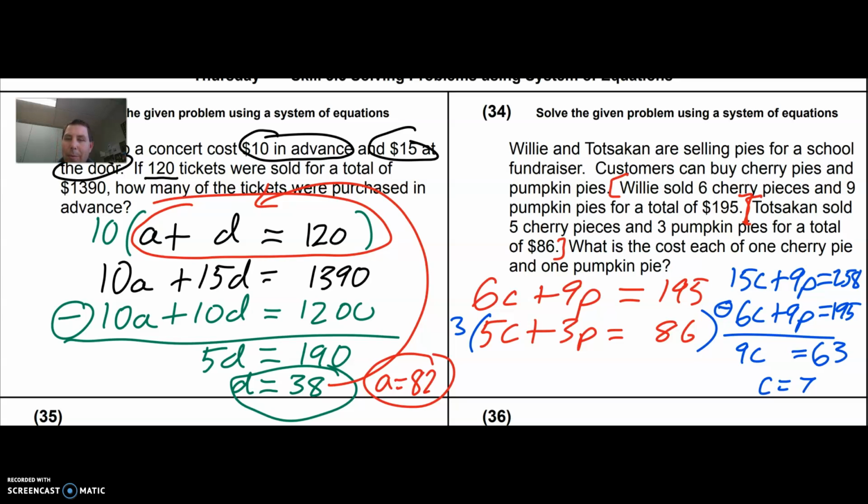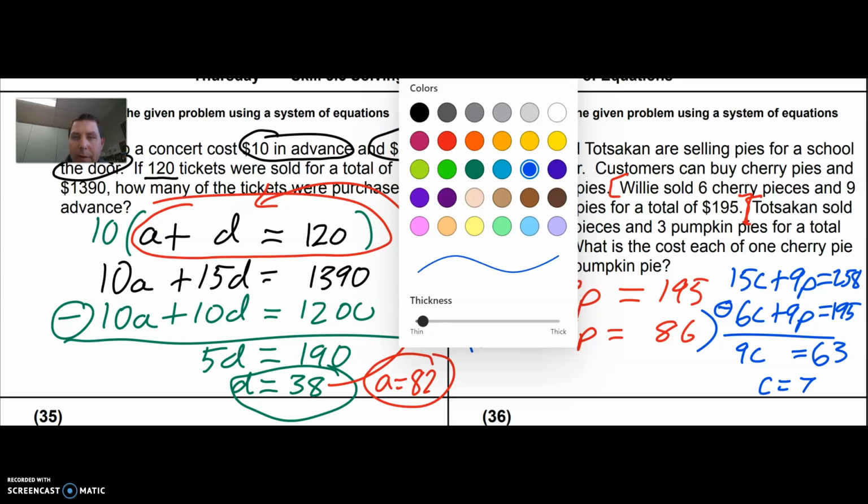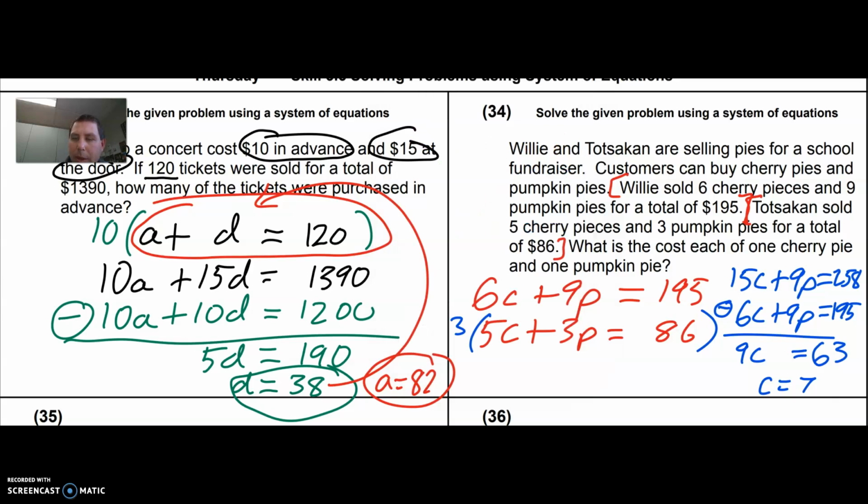Well, I need to figure out what the cost is for a pumpkin pie. So I'm going to replace C with this 7. Let me change colors really quick. Let's go purple. I'm going to plug it into either of the equations, and I'll use the bottom one. It seems easier to me, but again, either one will work. So this will be 5 times 7 plus 3P equal to 86.